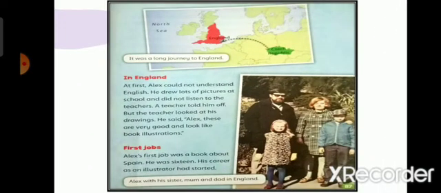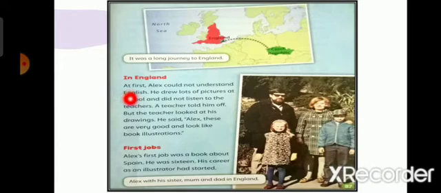Next, we go to page number 87. At the top of this page, you can see a map. This is England, and here is Czech Republic. And it was a long journey from Czech Republic to England. Now, let's read. And here the first heading is In England. It means we will come to know what happened in England when they moved from Czech Republic to England.